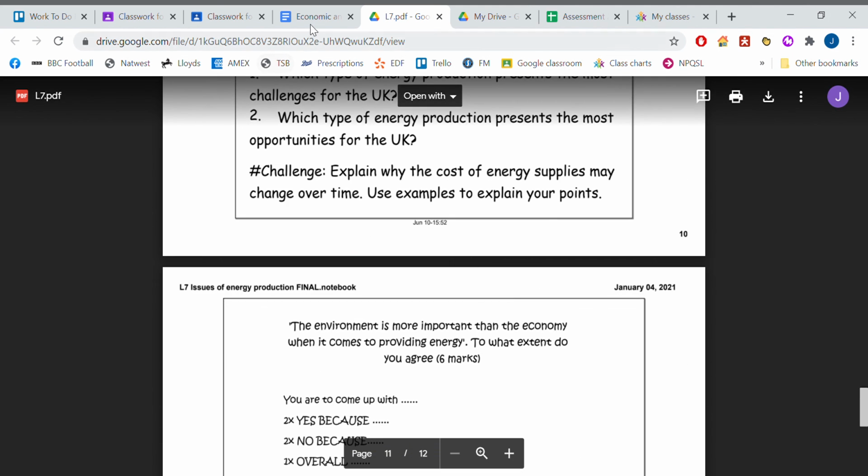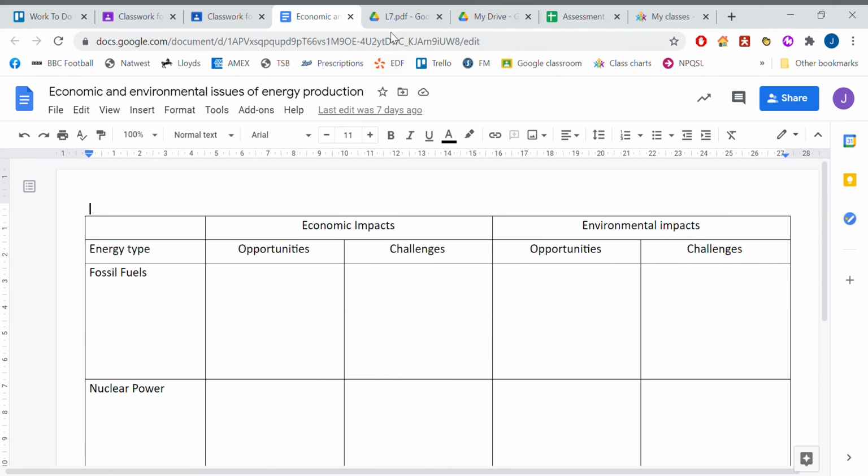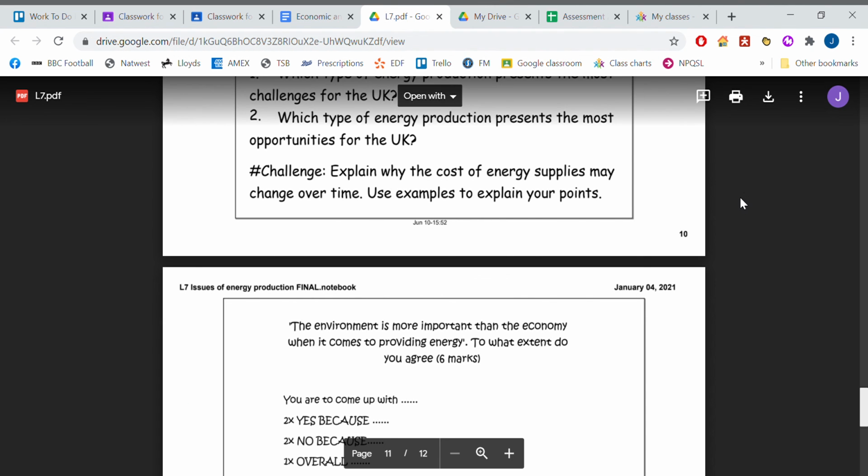But your main task then is to fill in this table and submit that work, and that will be due by the end of Friday.